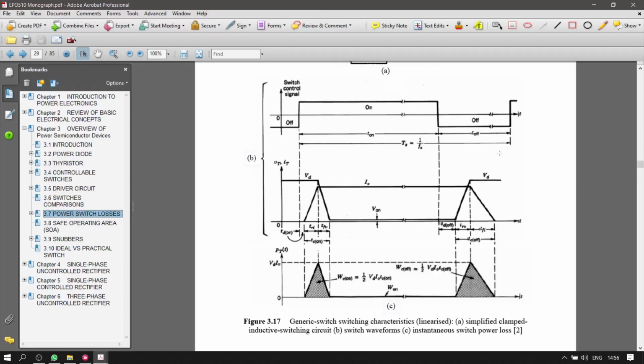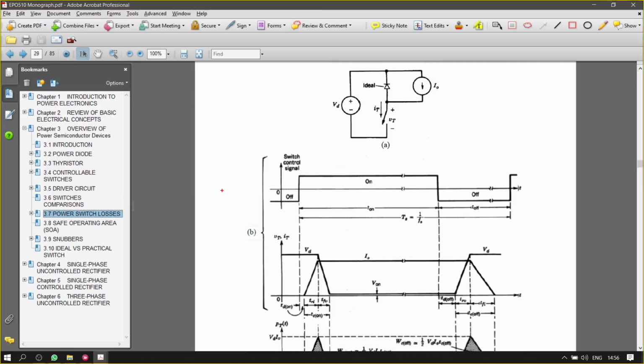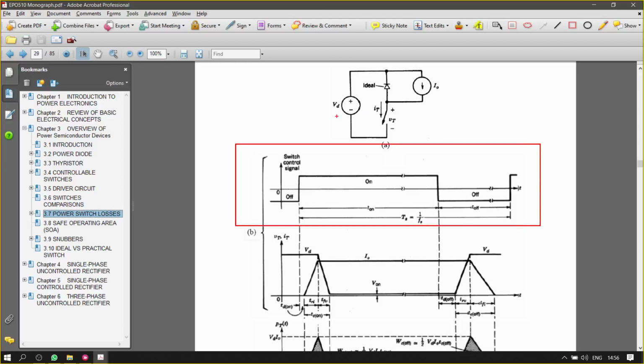So basically, when you talk about the switch, there must be a pulse, isn't it? So this is the pulse to the switch here. Normally it is 0 to 10 volt. It depends. Some 10 volts, some 15 volts. It depends on the question, depends on the practical implementation. But normally it will be 0 to 10 volt. 0 will be the off state, and then 10 volt will be the on state.